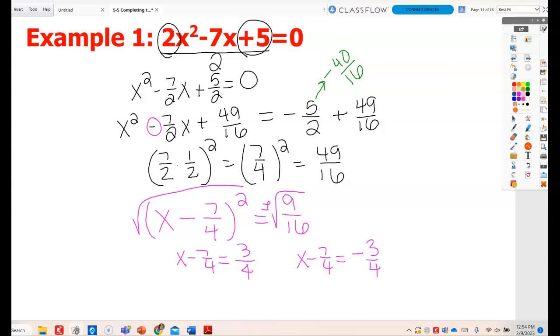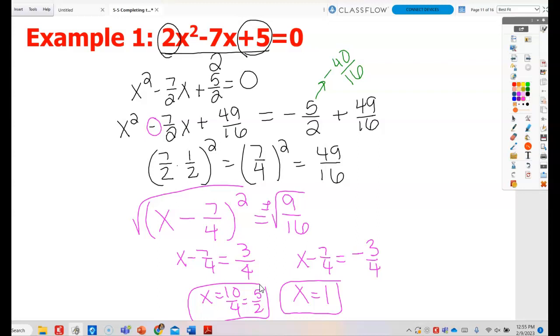And then we're just going to add 7/4. So you get x equals 10/4. You're going to add 7/4, so negative 3 plus 7 is 4/4. 4 divided by 4 gives 1. You can reduce 10/4 to 5/2. You can also leave it as 10/4.